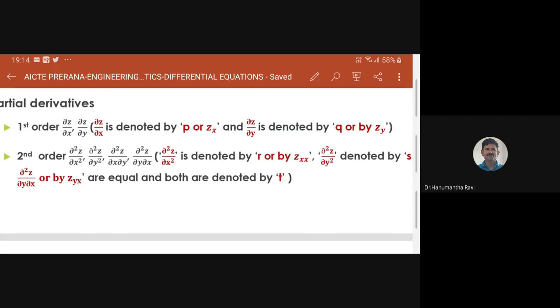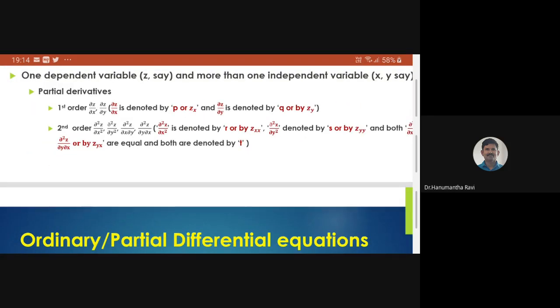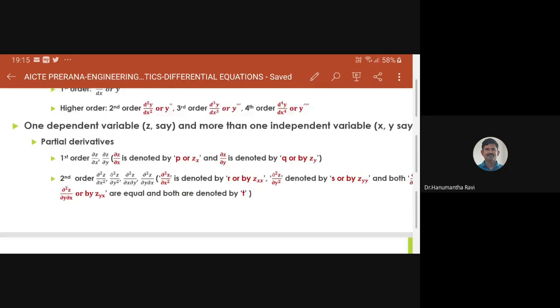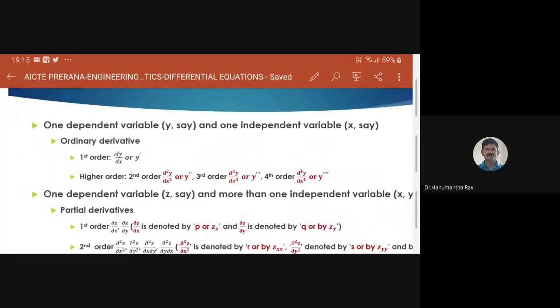So when we are dealing with the partial derivatives involving a function which is denoted by the dependent variable z, and the independent variables involved are x and y, we are having two first order partial derivatives, namely p and q, and the remaining r, s, t are second order partial derivatives. This is the first thing we need to know.